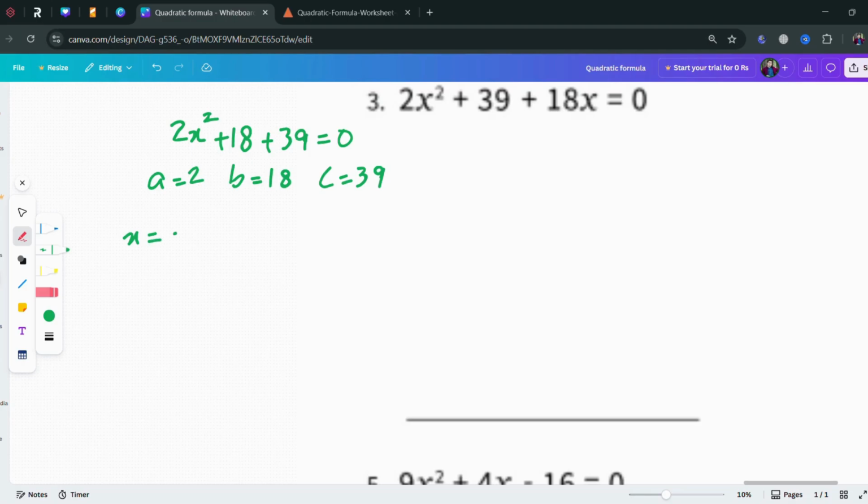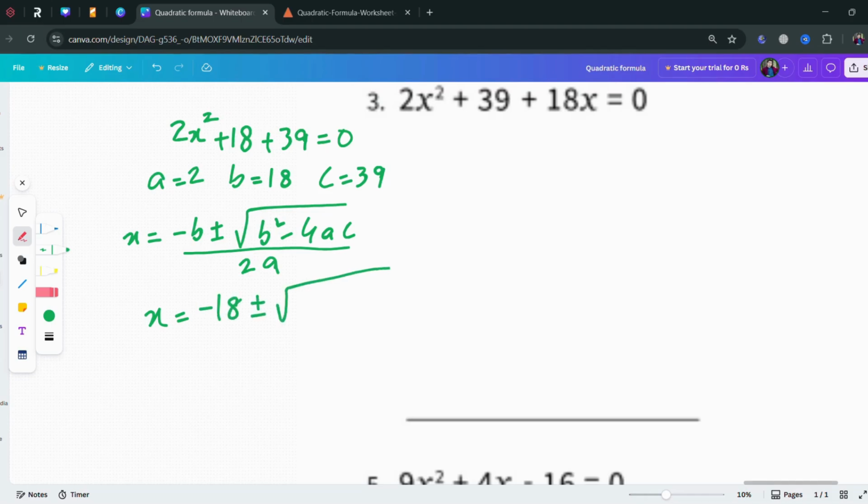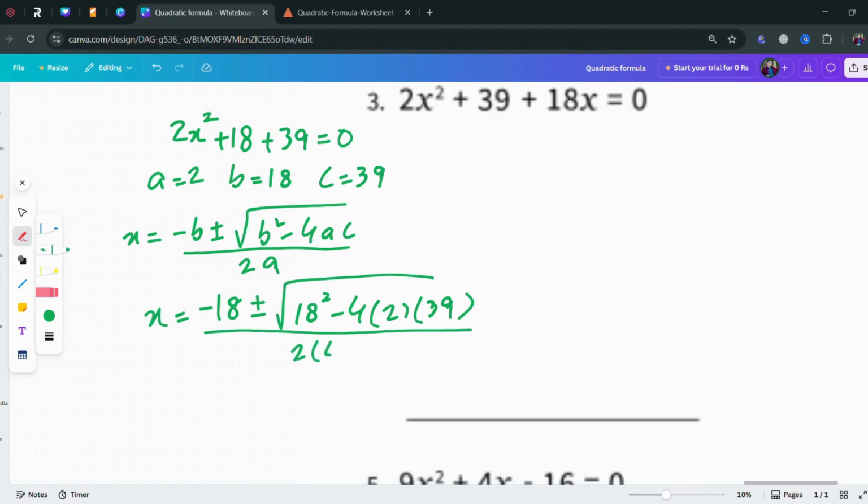Again, I'm going to put everything into the quadratic formula. B squared minus 4ac divided by 2a. So now x is equivalent to minus b, what is b, that's 18. So I would put 18 over here, plus minus 18 squared minus 4. Sorry about that, let me adjust it. 18 squared minus 4. A is 2 and c is 39. All of it divided by 2 times a, which is 4.